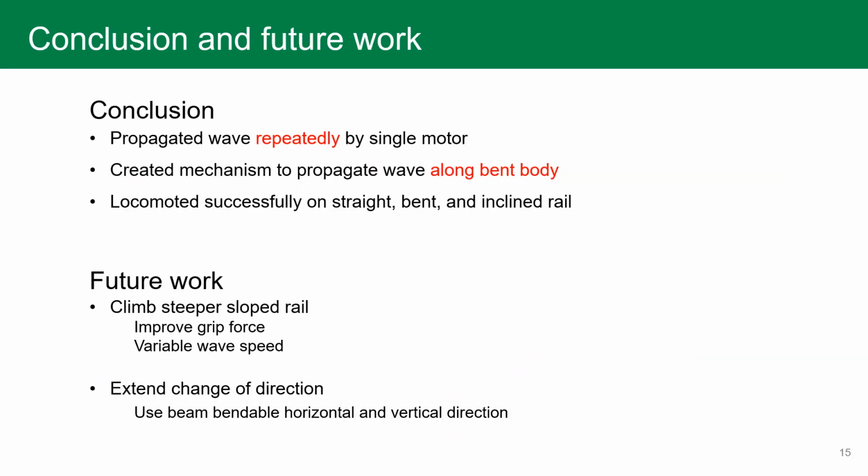Okay, let me summarize the presentation. We created the mechanism that can propagate waves repeatedly by a single motor. The mechanism propagates waves along a curved body and succeeded in locomotion on straight, curved, and inclined rails. In the future, we will improve the mechanism so that it can climb steeper inclined rails and change direction, not only horizontally but also vertically. Thank you for listening.